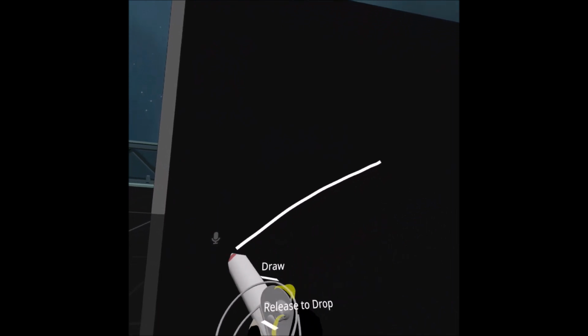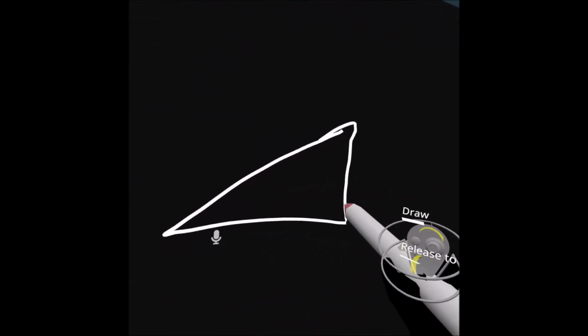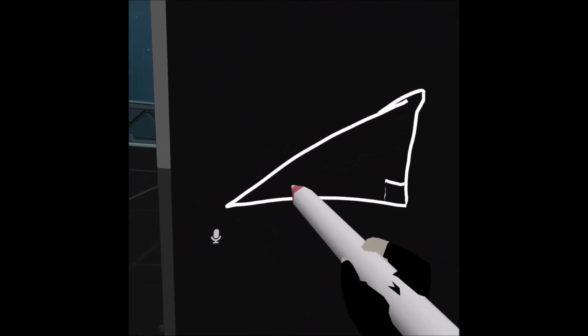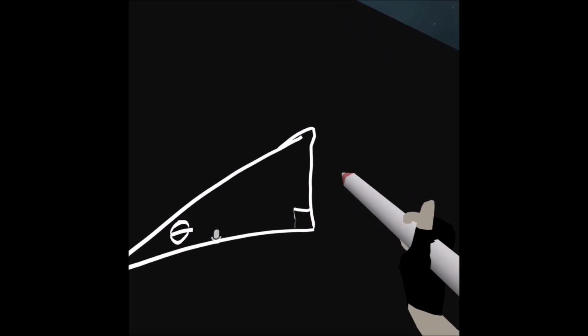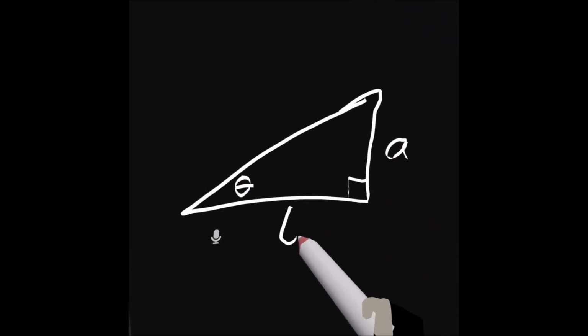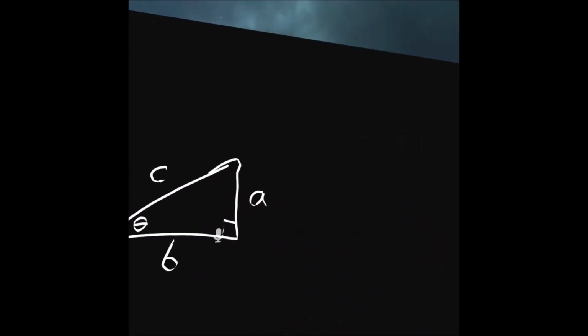Okay, so let's recap. We have a triangle. It has to be a right triangle, of course. Let's say that we have theta over here. So now, let's say we have A here, B here, C here.